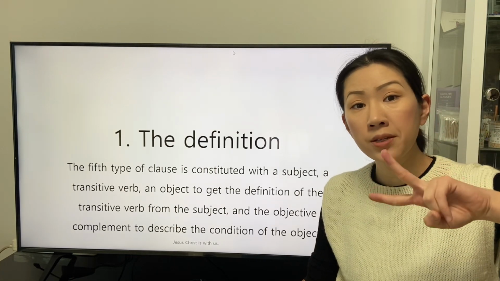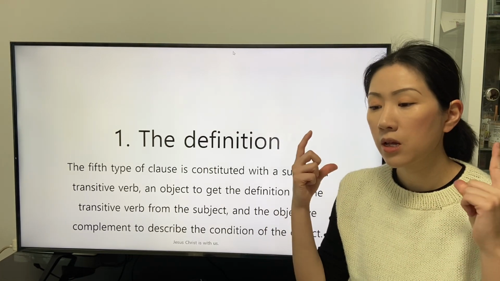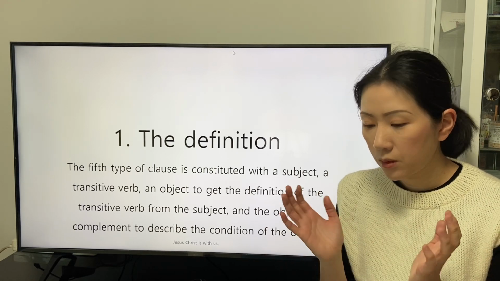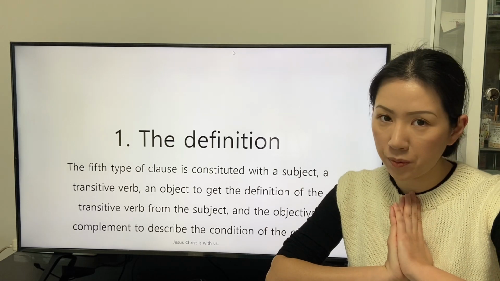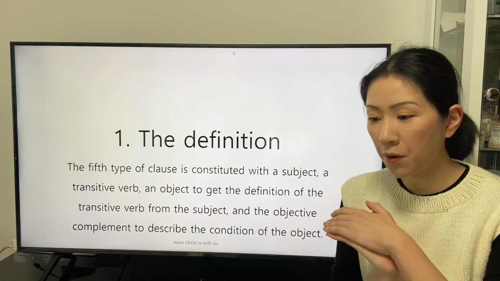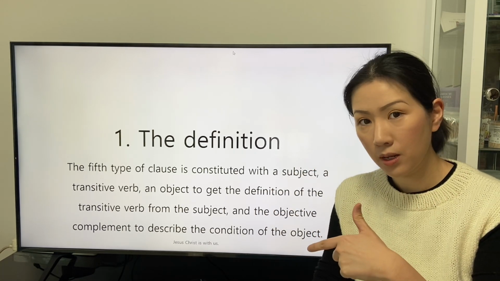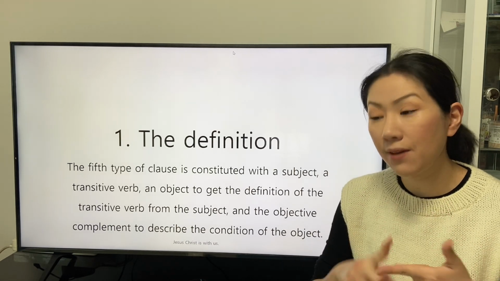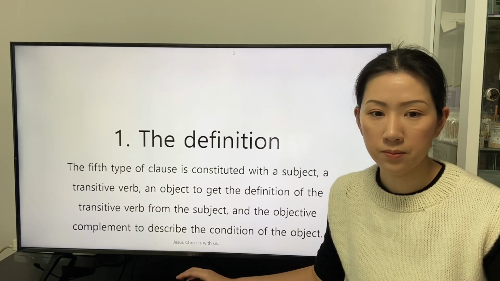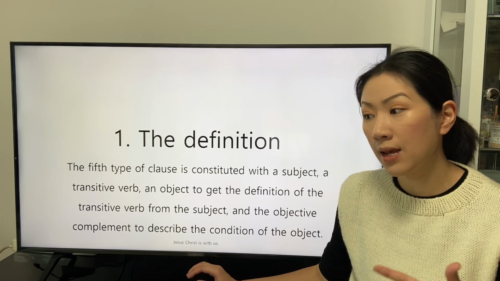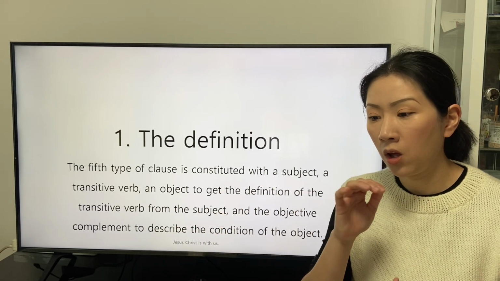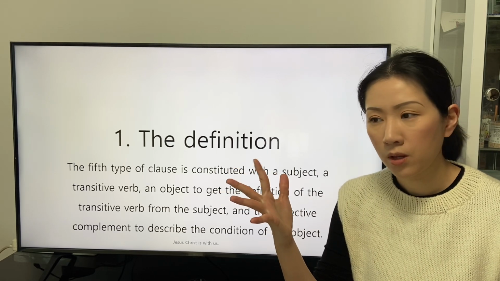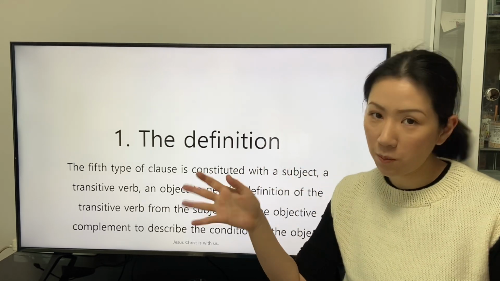There are two ways to describe the object with the objective complement. The objective complement can define the object with an indicative word. The descriptive word can describe the object.